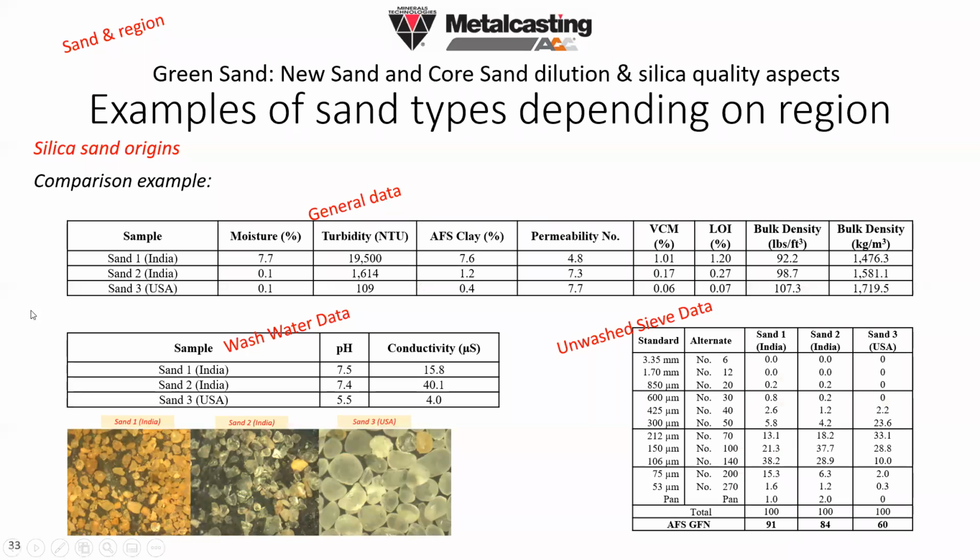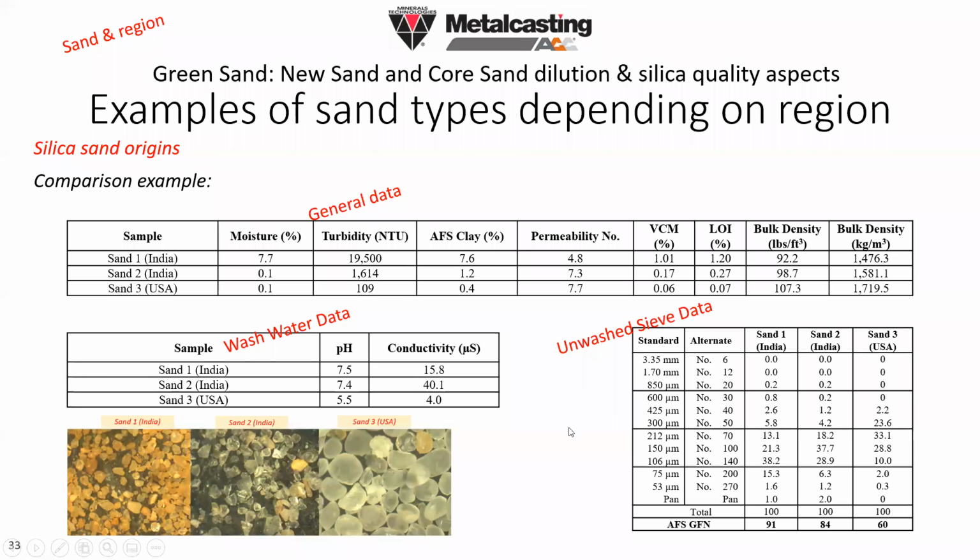We compared these three sands for general data, washed water data, and unwashed sieve data. As you can see, you can notice a big difference. Sand 1 was a wet sand. Sand 2 was dried, and sand 3 was dried. You can see that turbidity is the fine content in the sand. Sand number 3 is very low, 100. Here you have 1,600 and then 19,000. The higher the value, the more you can judge the contaminant in terms of fine content, ultra fine content in your sand.